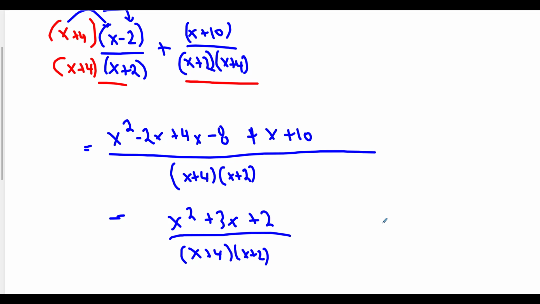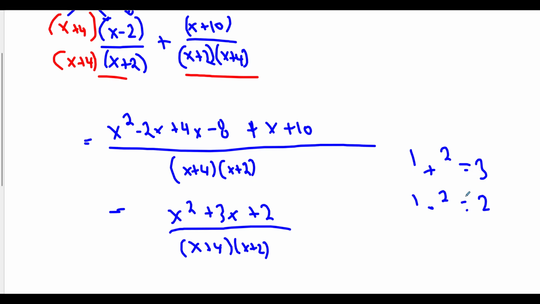At this step, you do need to factor the numerator. After you've simplified the two fractions, now you take a look at it. Well, okay, can I factor this again? Two numbers add up to 3, and the same two numbers multiply to 2. The answer is yes, I can factor this. 1 plus 2 is 3, and 1 times 2 is 2.